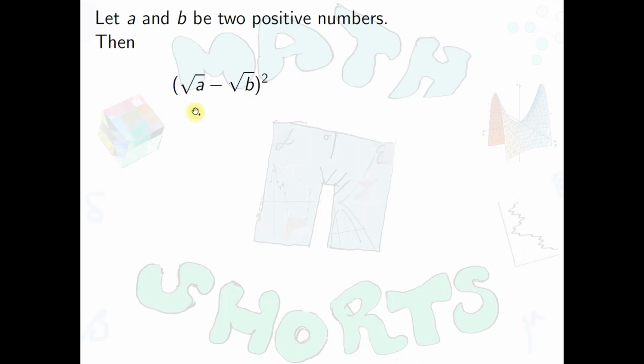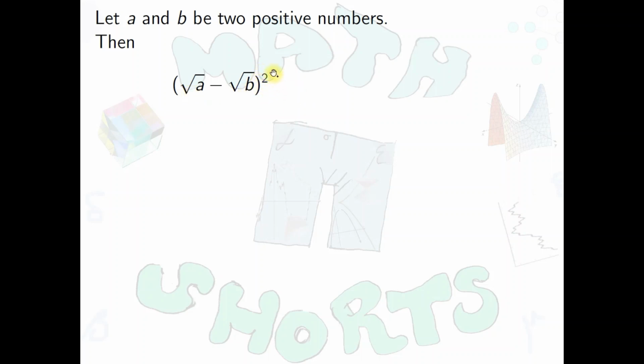Then, if I take the square root of each of them, because they're positive, I can do that, and then subtract them, and then square the result. Well, let's look at what happens. If these two numbers are exactly the same, when I square root them, their results will be the same. When I subtract them, I'll get 0. If a is bigger than b, then its square root is going to be bigger, and then this will be positive. If a is smaller, then this will be negative.